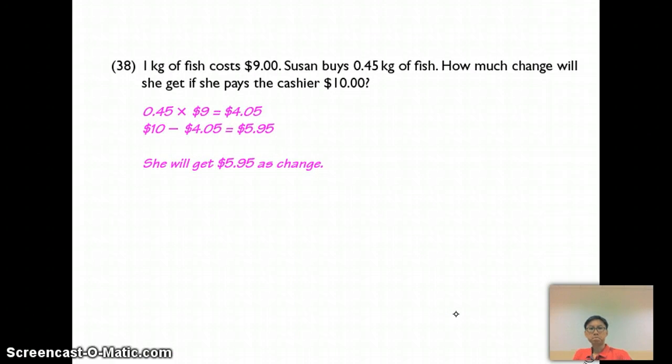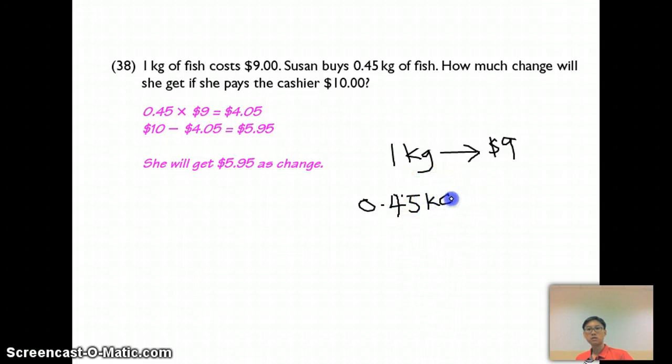Okay, question 38. Just going to go through it a bit fast. 1 kg of fish costs $9. Susan buys 0.45. So 1 kg is $9. You can use the unitary method as well. See, 1 kg is 9, if 2 kg is 2 times 9, right? But now it's 0.45, so it's the same thing, 0.45 times 9. And that will give you 4.05.